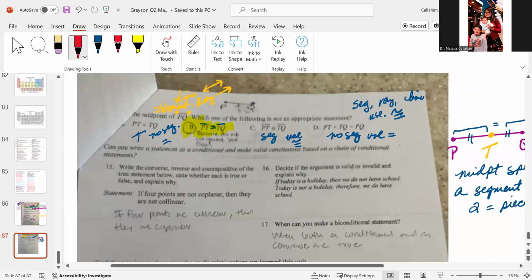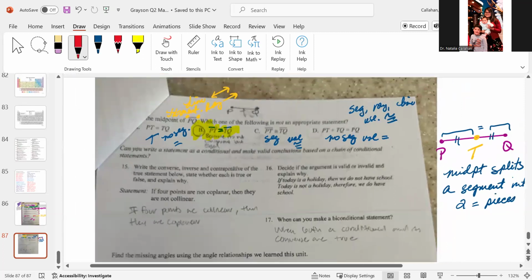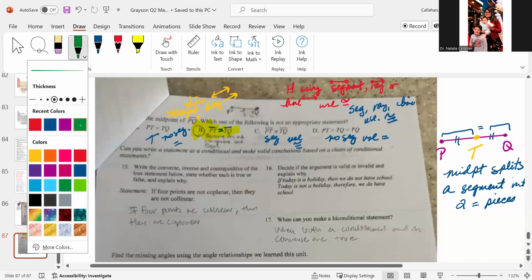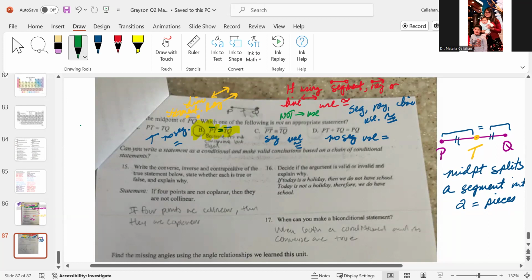So we already figured that out. Just as a review for this last one, remember that if there is a segment, which is this, a ray, which is this, or a line, which is this, use congruent. If it's not that, then use the equal sign. Does that make sense? Congruent is for geometry symbols, so just make sure you have them.